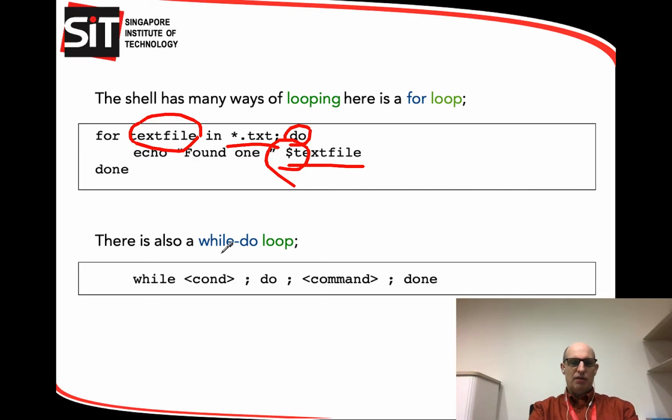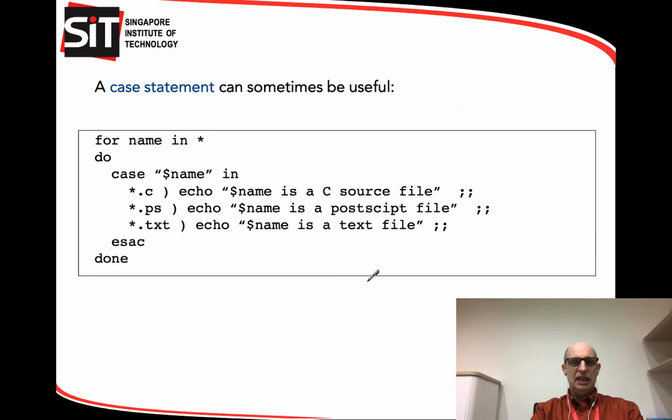There's also while do looping. Again, the syntax is similar. While some condition, semicolon, do, semicolon, command, semicolon, done. If you put the command on a new line, you probably don't need a semicolon. Something to experiment with. And there's a case statement.